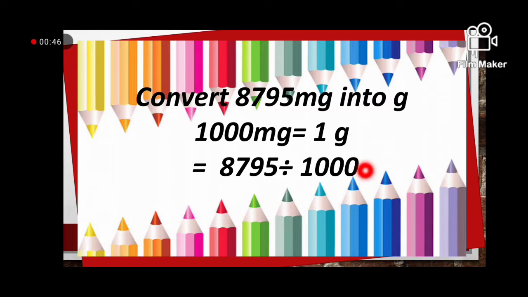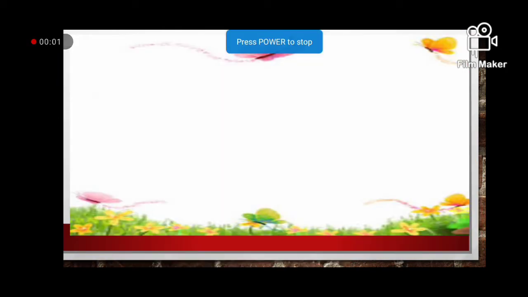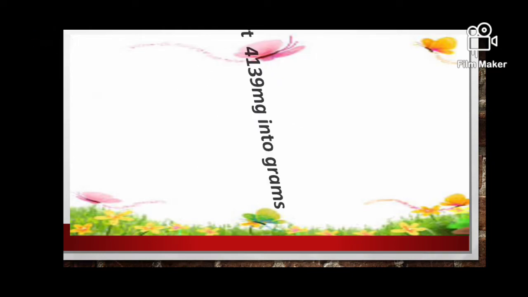Now we are going to divide 8,795 by 1000, and when we divide it by 1000, we will get 8.795 grams. Why do we get this answer? Because when we divide any number by 1000, the hidden decimal appears and moves 3 digits backward. So we will get the answer 8.795 grams. Now let's take one more example.